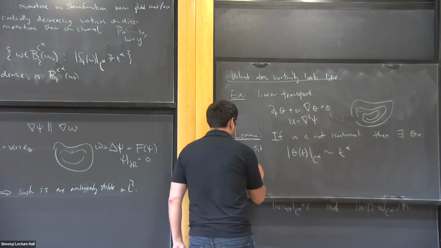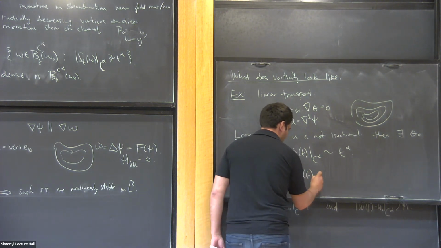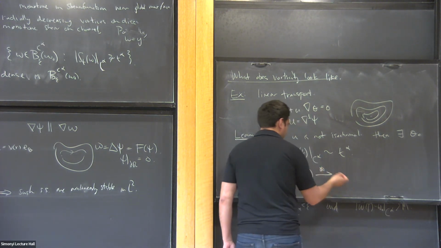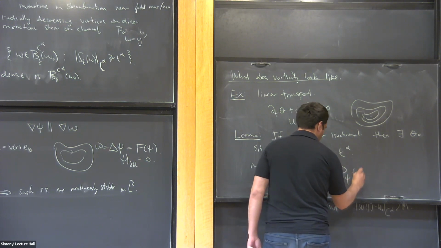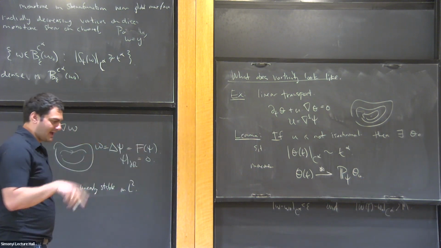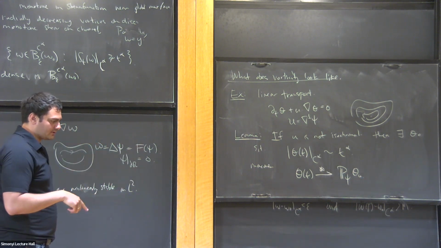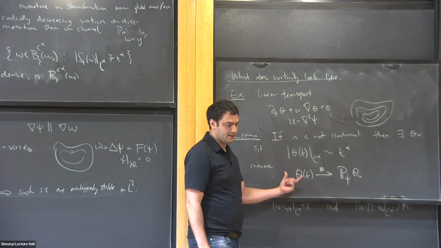And moreover, the solution converges weakly to the projection onto functions of the stream function of its initial data. So you have this weak averaging of the value of the initial data on the streamlines. That's the picture that emerges at late time for the scalar field.